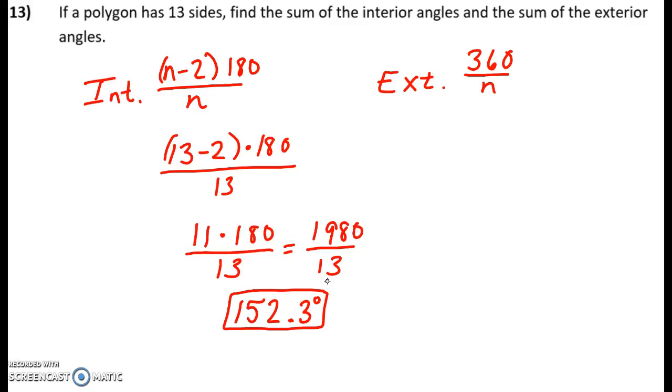Now there's two ways to find the exterior. We talked already about this 360 divided by n. That is the easiest route to go. You could also take this 152 and subtract that number from 180. That will also give you a very valid answer. But for the sake of time, 360 divided by the total number of sides, which is 13, gives you each exterior angle 27.7 degrees.